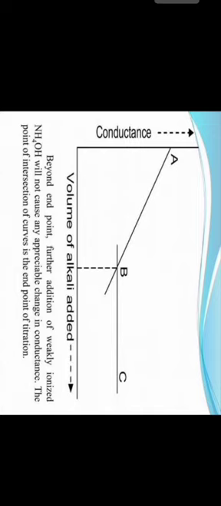The third is strong acid against weak base, for example, HCl against ammonium hydroxide. HCl provides high initial conductance. As NH4OH is added, H+ ions are neutralized to form NH4+, which has low mobility. So conductance falls. After the equivalence point, there is little increase because NH4OH is added and ionizes less. Beyond the endpoint, further addition of weakly ionized NH4OH will not cause any appreciable change in conductance. As said, the point of intersection of these curves is the endpoint of titration.